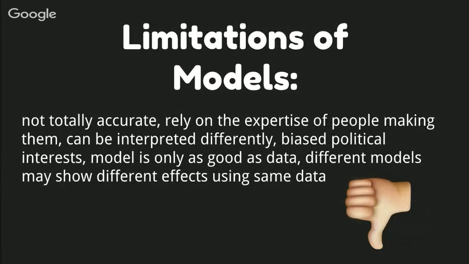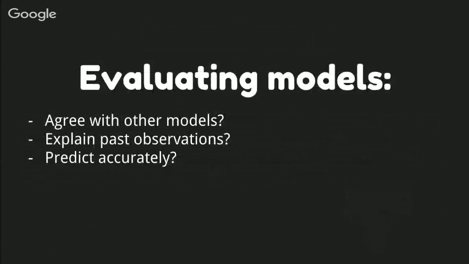But models are not totally accurate, and they rely on the expertise of the people making them, so they can be interpreted differently, they can have biased political interests, and the model is only as good as the data. Different models may show different effects using the same data. So we have to think really critically about the models that we are looking at, and remember to take note if our models are from a reputable source or not, which we have talked about in a previous video, which I will link here. So when you're looking at a model, you want to make sure, does it agree with other models? Check out some different models of the same thing, see if it's similar.